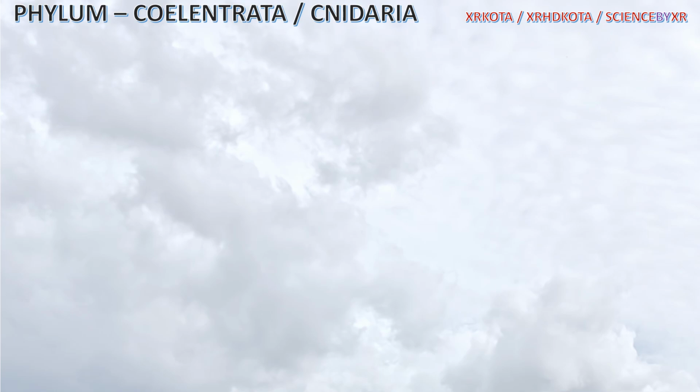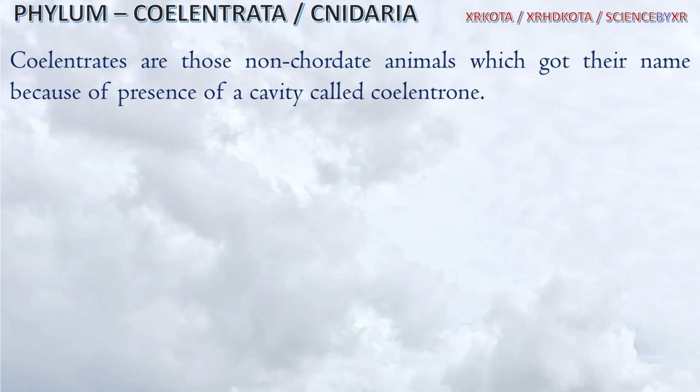Hello everyone. So in this video we are going to study about Coelentrata, which is also known as Cnidaria. Coelentrates are those non-chordates which have got a special cavity which is called coelentron. So they got a cavity called coelentron in which the food is taken, and through the same opening the waste is also thrown out.